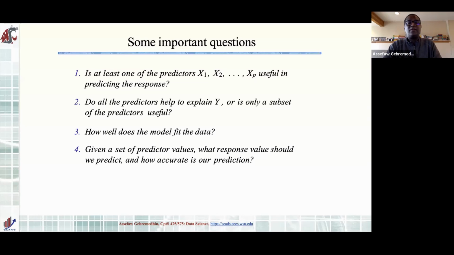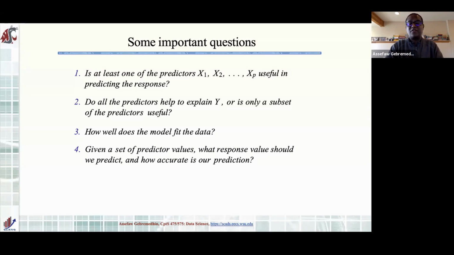The other question we want to see is, do all the predictors help explain the response, or is it only a subset of the predictors that's useful? This question becomes important when you have many. When you have 2 or 3, you could do something like what I did now, and you can get a more or less complete answer. But when there are many, to know which one is going to help you could be a difficult task, and you need a method. And we're going to talk about methods for doing that. And then how you want to assess how the model does in terms of fitting the data.